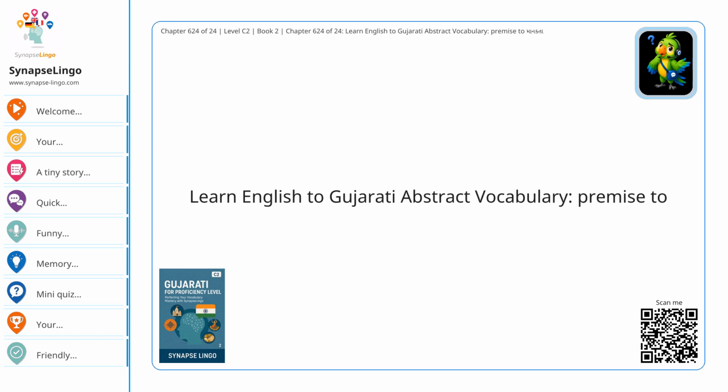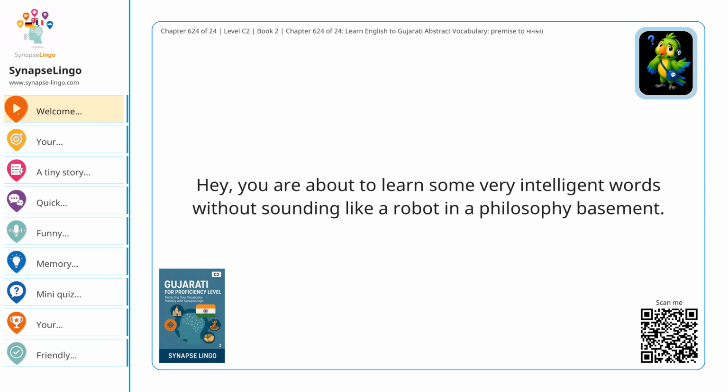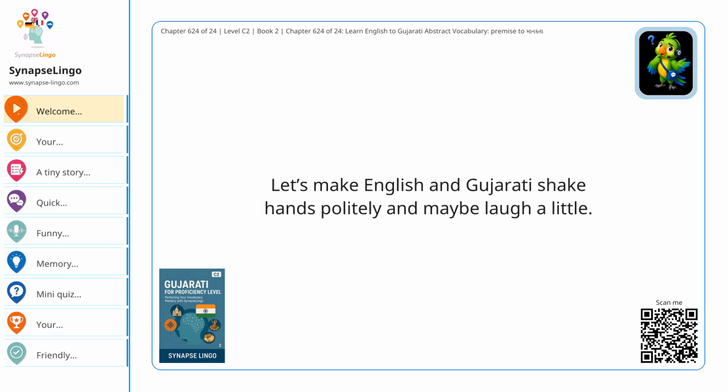Learn English to Gujarati abstract vocabulary. Premise 2. માનકતા. Welcome, brave word nerd. Hey, you are about to learn some very intelligent words without sounding like a robot in a philosophy basement. Let's make English and Gujarati shake hands politely and maybe laugh a little.